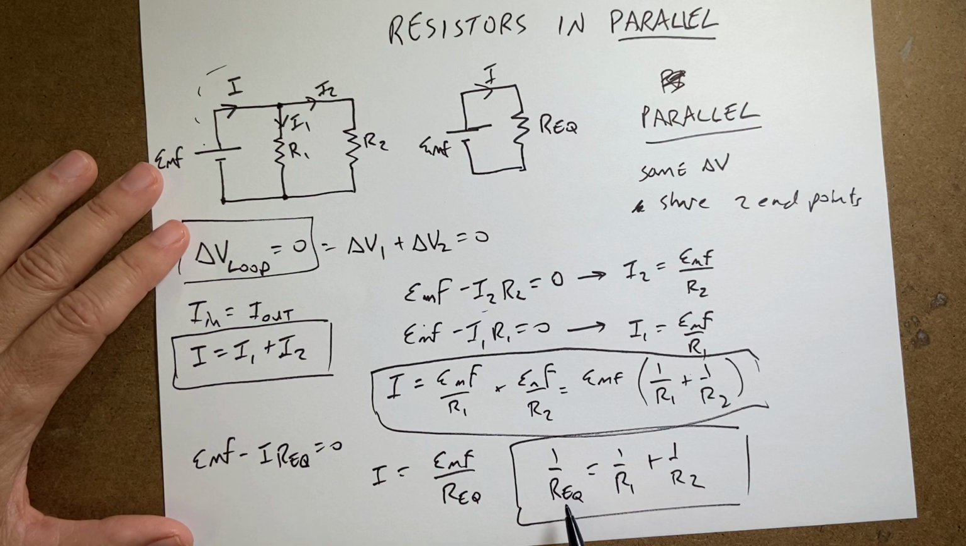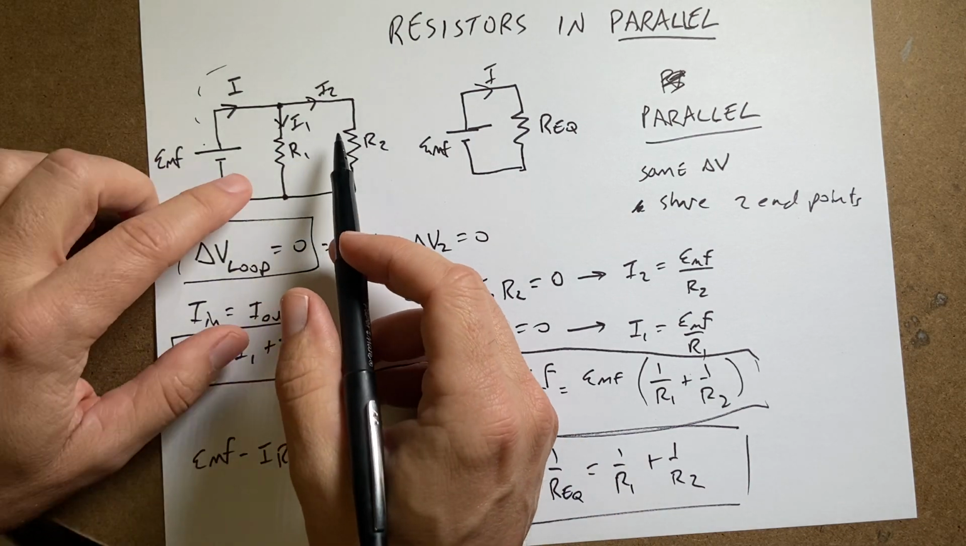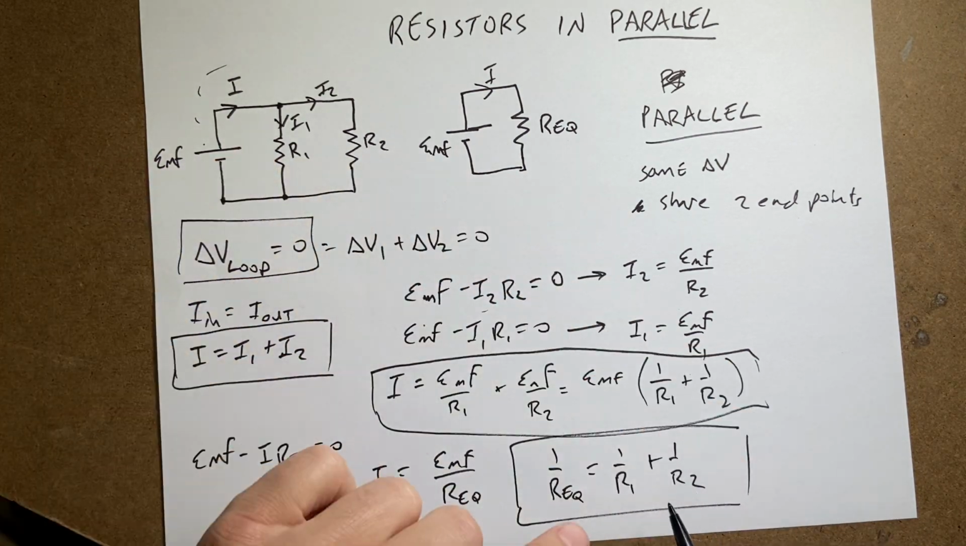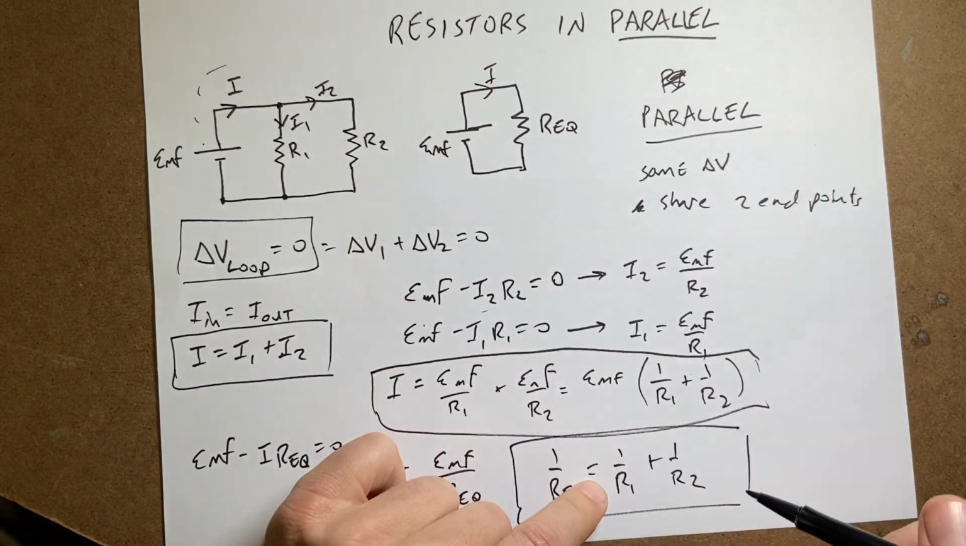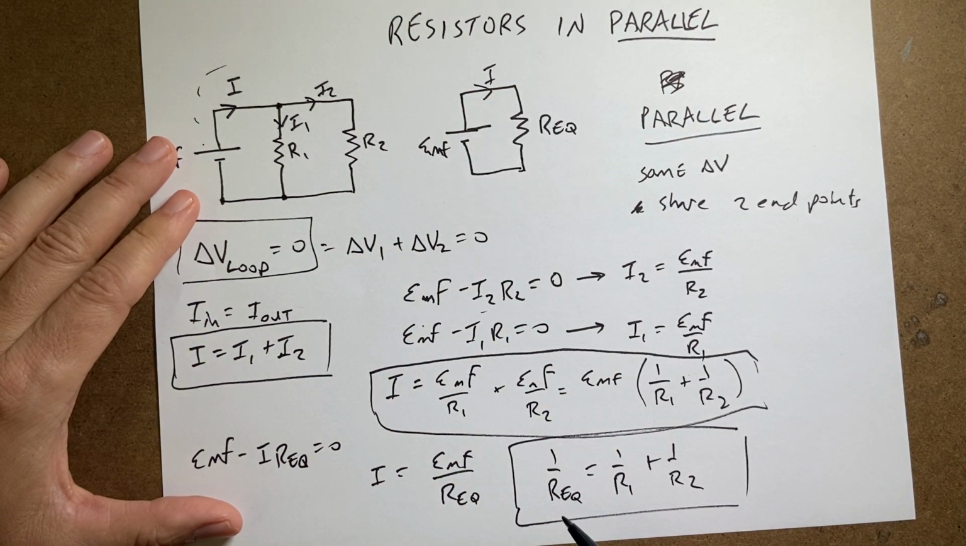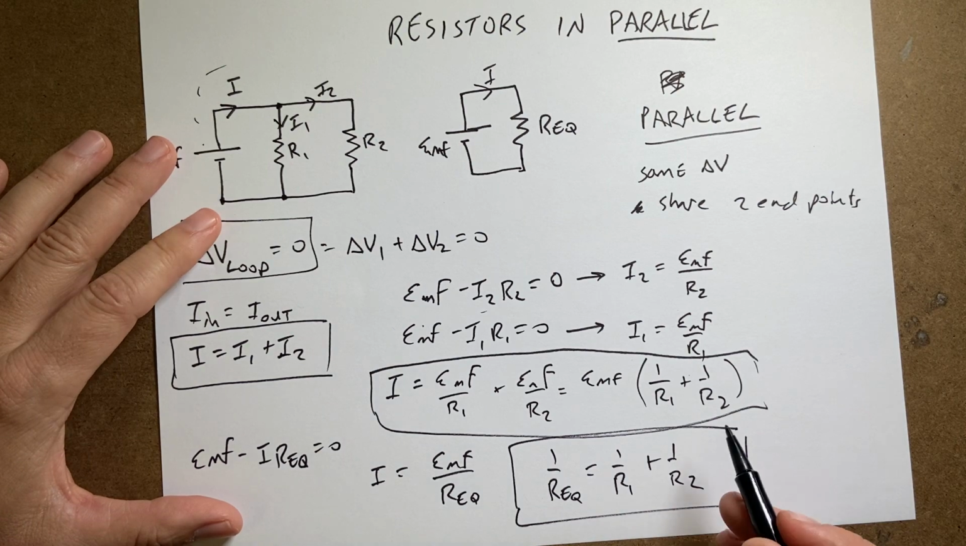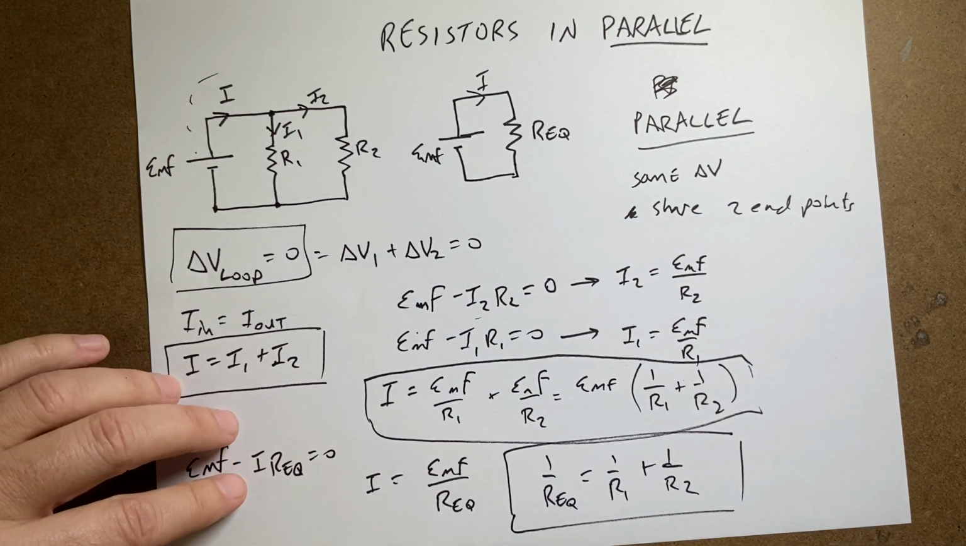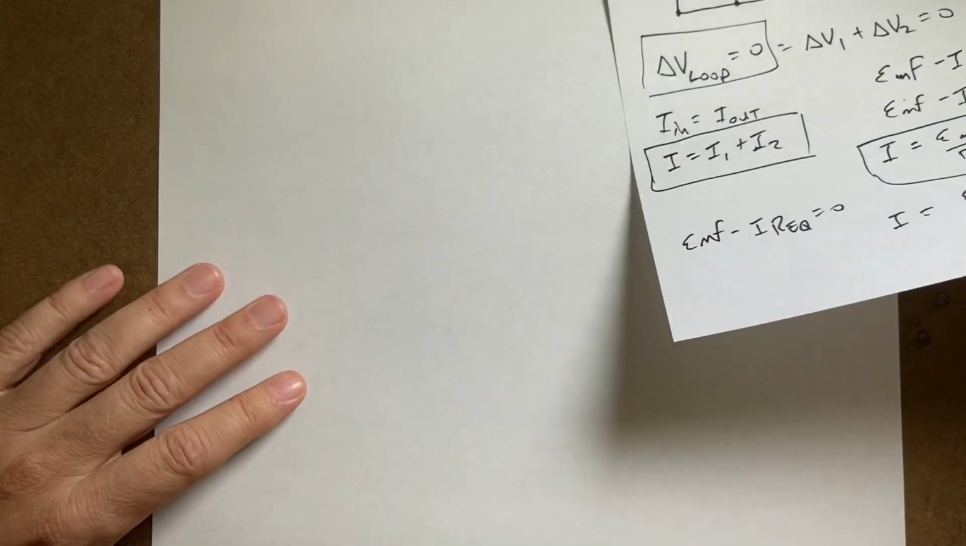So if I have resistors in parallel, I can replace them with one by taking 1 over resistance R1 plus 1 over resistance R2, and then that would be 1 over the equivalent resistance. Okay, that's a big mistake I see people make. Let's do an example, and then I'll give you a generalized formula.